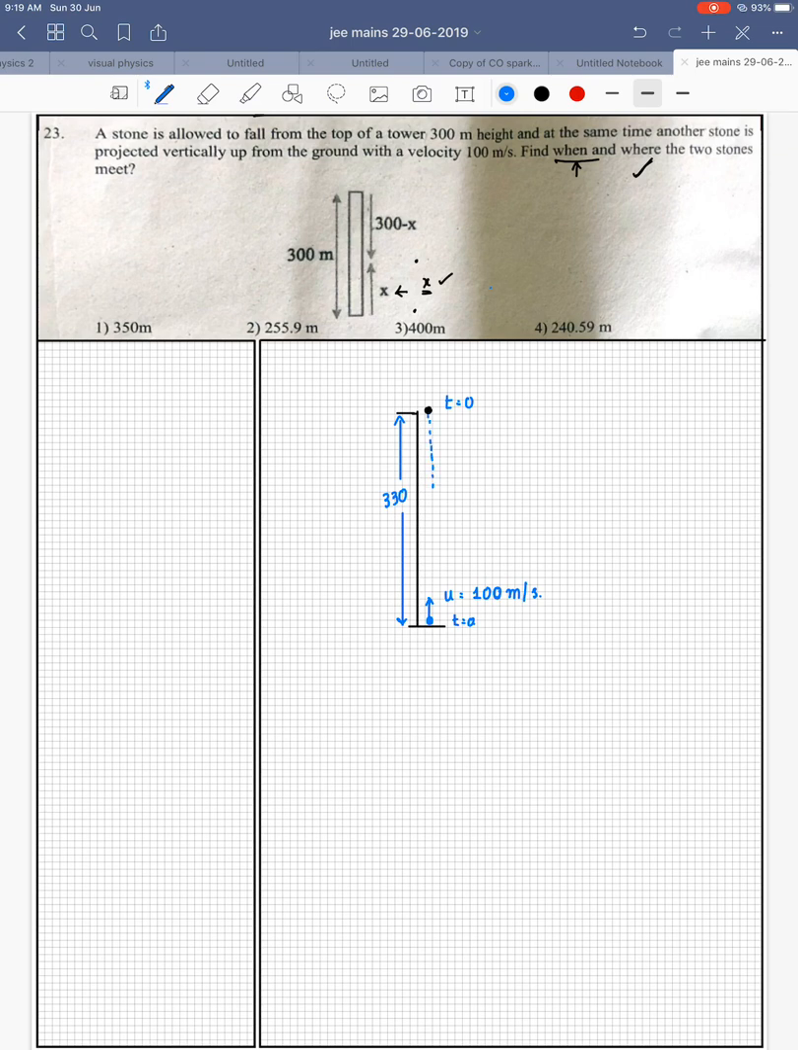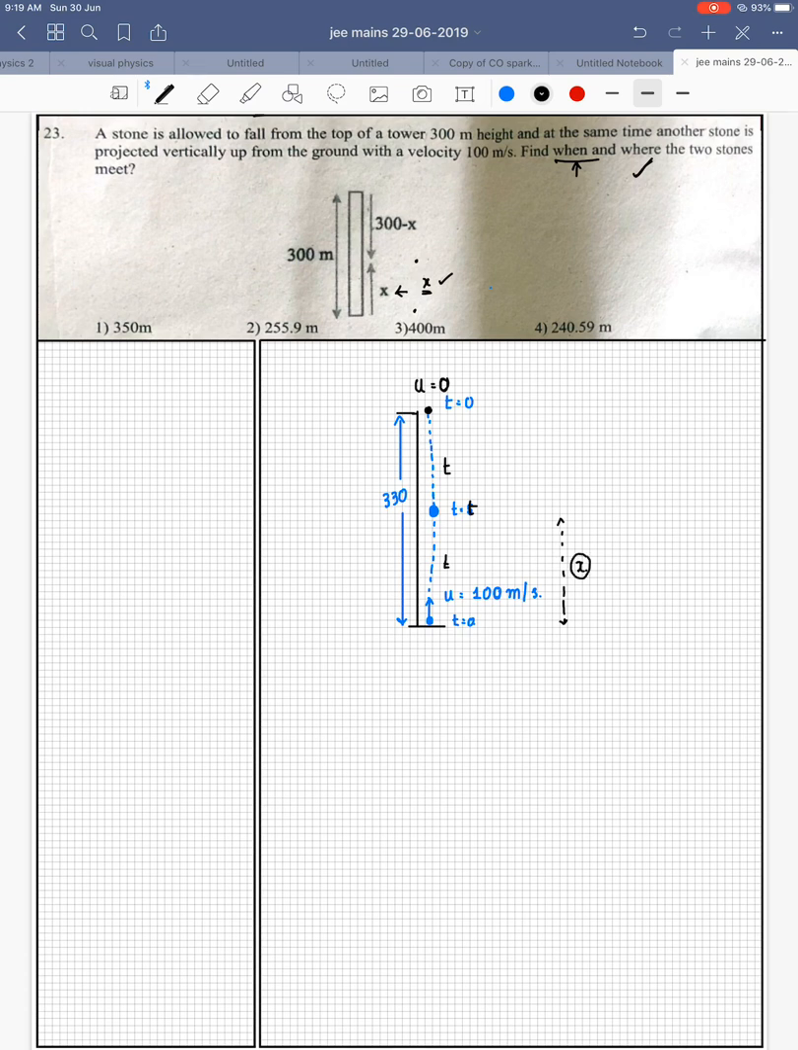This is traveling and this is also traveling. Somewhere they meet at t equals to tc. Both of them have taken the same time to meet. In here the initial velocity is 0. What I want is the height from where this point will meet. This is the height, this is the x given. I want x.